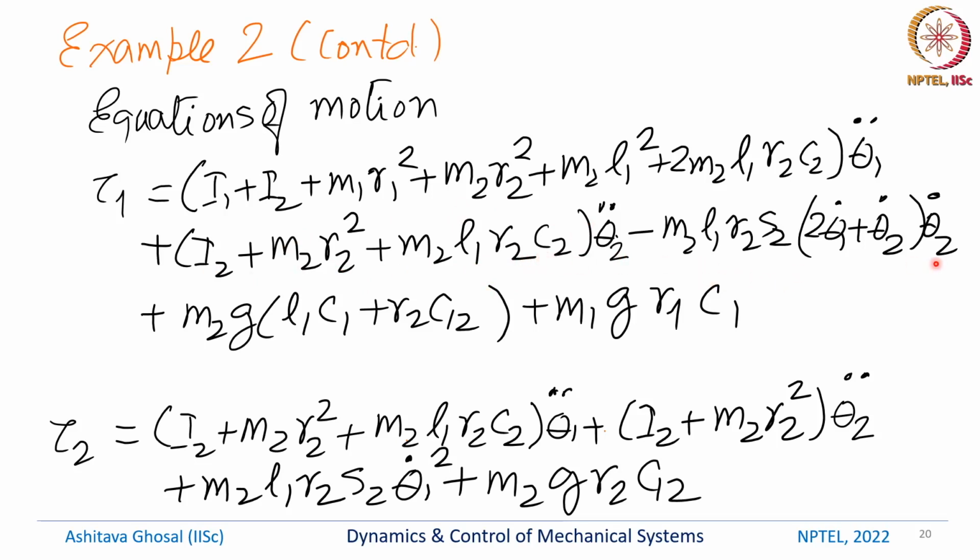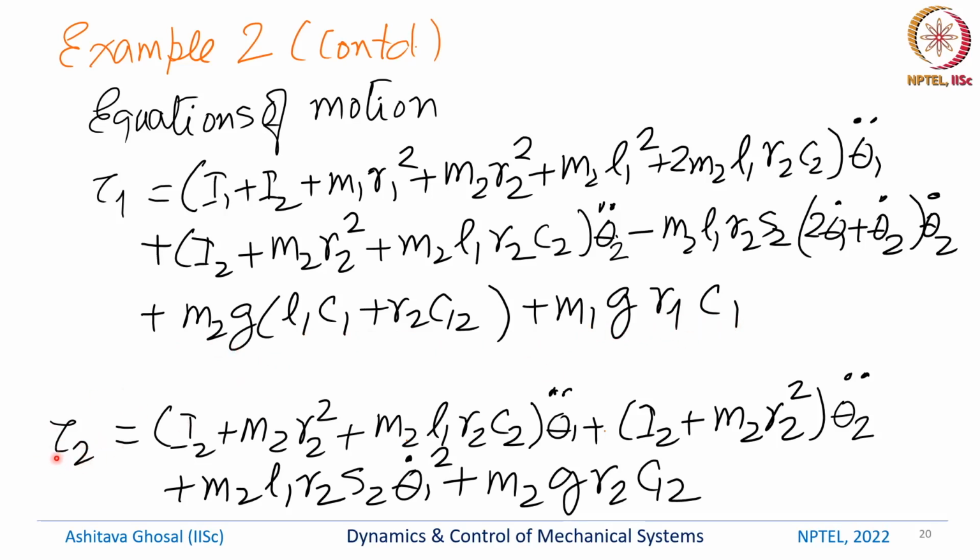Then we have this Coriolis and centripetal type of term, which is M2 L1 R2 S2 into 2 theta 1 dot plus theta 2 dot, into whole theta 2 dot. So this is like theta 2 dot squared, and this is like 2 theta 1 dot theta 2 dot. Okay, so theta 2 dot squared is like centripetal, and 2 theta 1 dot theta 2 dot is like Coriolis. And then we have this effect of gravity. So the gravity comes in two terms, which is M2 G (L1 C1 plus R2 C12) plus M1 G R1 C1.